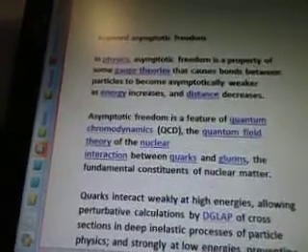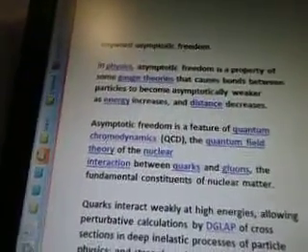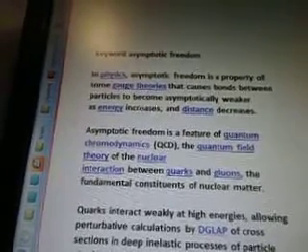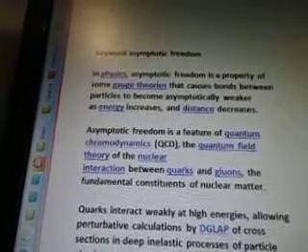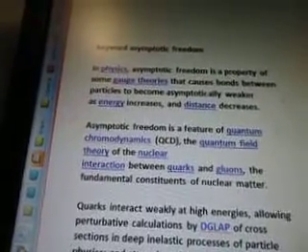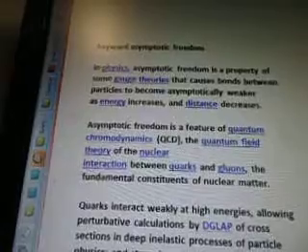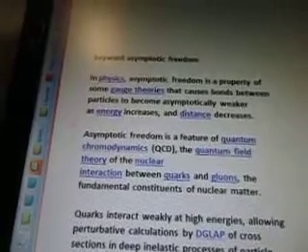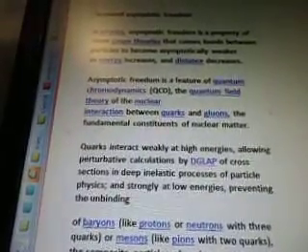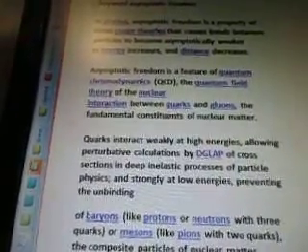In physics, asymptotic freedom is a property of some gauge theories that causes bonds between particles to become asymptotically weaker as energy increases and distance decreases. Asymptotic freedom is a feature of quantum chromodynamics, the quantum field theory of the nuclear interaction between quarks and gluons, the fundamental constituents of nuclear matter.